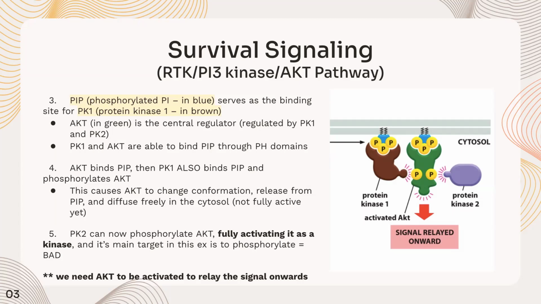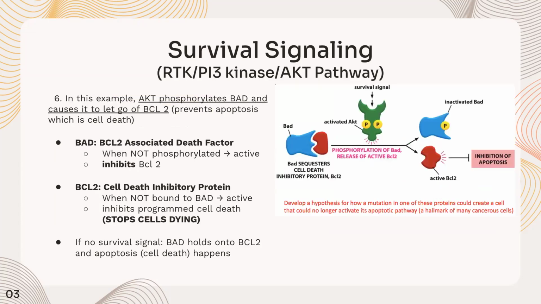So that's really important. So we phosphorylate it once, it gets released, we phosphorylate it again, now it's fully active. Does that make sense, that concept? Okay. So again, we need AKT to be active to keep the signal going. Now let's talk about bad in BCL2.